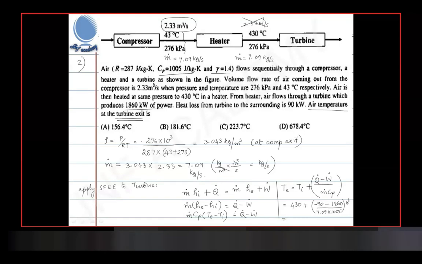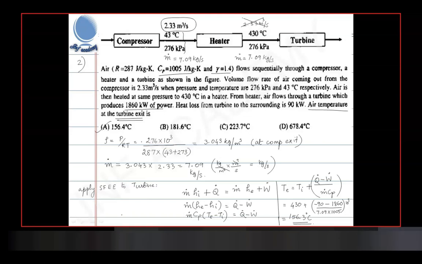Yeah, so this makes it 156.33 degrees Celsius. Okay. So the answer closest is 156.4.